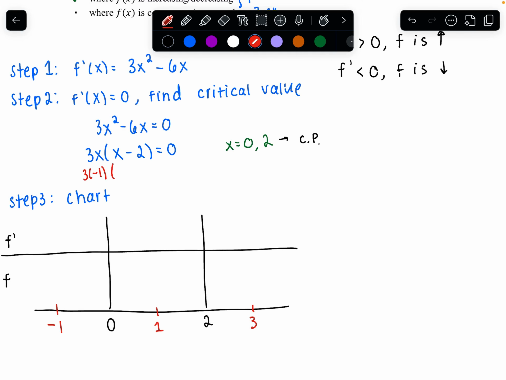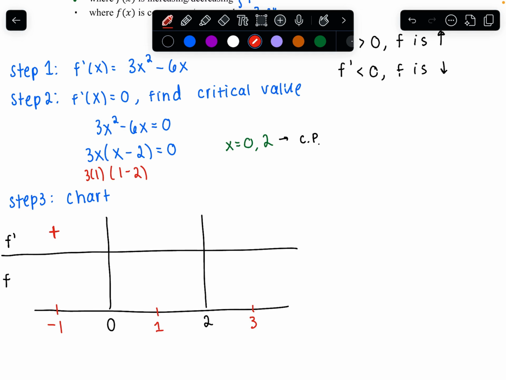Okay, so if I plug negative 1 into the derivative, okay, I'll have 3 times negative 1, which is negative, and then I'll have negative 1 minus 2, which is also going to be negative. So negative times negative gives me a positive value. So the derivative is positive for values that are less than 0. Great. Let's plug in 1 into the derivative. 3 times 1, that's positive. 1 minus 2, that's negative.